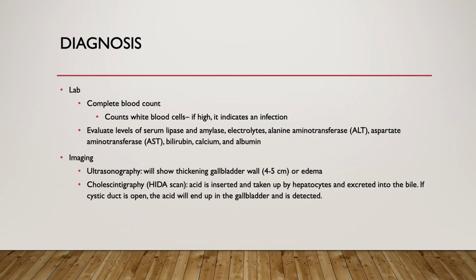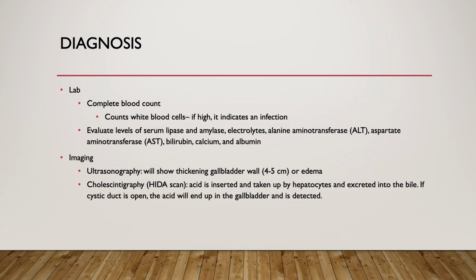So, how is cholecystitis diagnosed? There's one of two ways they could do it. There's either lab or imaging testing. In lab testing, they will do a complete blood count, which means they will be counting your white blood cells, and if it's a high amount, it indicates an infection. They can also evaluate levels of serum lipase and amylase, electrolytes, alanine aminotransferase, which is ALT, aspartate aminotransferase, which is AST, bilirubin, calcium, and albumin. And if any one of those are also elevated, that is also a big indicator of cholecystitis.